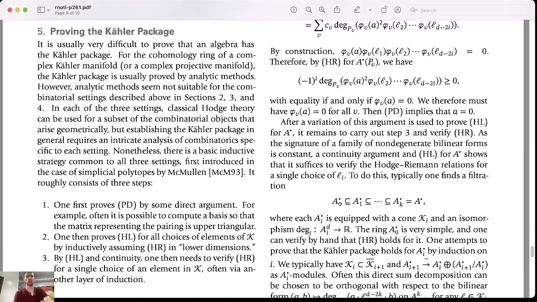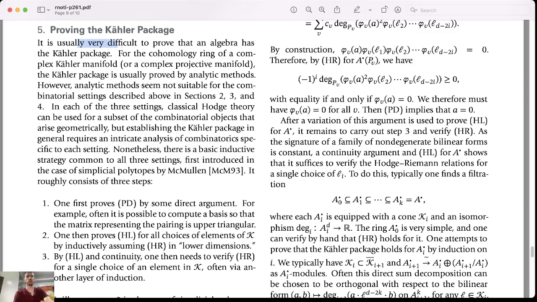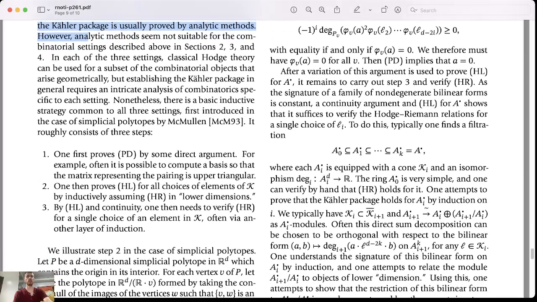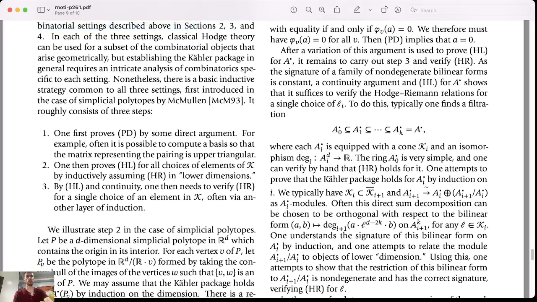Proving the Kähler package. It's usually very difficult to prove that an algebra has the Kähler package. For the cohomology ring of a complex Kähler manifold or a complex projective manifold, the Kähler package is usually proved by analytic methods. However, analytic methods seem not suitable for the combinatorial settings described above. In each of the three settings, classical Hodge theory can be used for a subset of the combinatorial objects that arise geometrically, but establishing the Kähler package in general requires an intricate analysis of combinatorics specific to each setting.